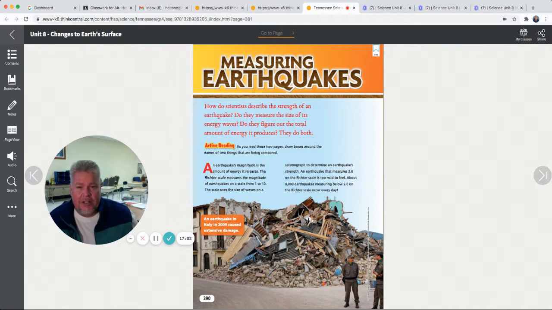So the Richter scale is just a measuring point, just like 1 foot is 12 inches, that we can measure in inches. Well, you can measure how big or how rough, how much energy an earthquake had on a scale from 1 to 10. The bigger the number, the worse the earthquake was. The scale uses the size of waves on a seismograph to determine an earthquake's strength. An earthquake that measures 2.0 on the Richter scale is too mild to feel. About 8,000 earthquakes measuring below 2.0 on the Richter scale occur every day. So we might have one and we wouldn't even know it just because you don't really feel it. It's too small to feel.